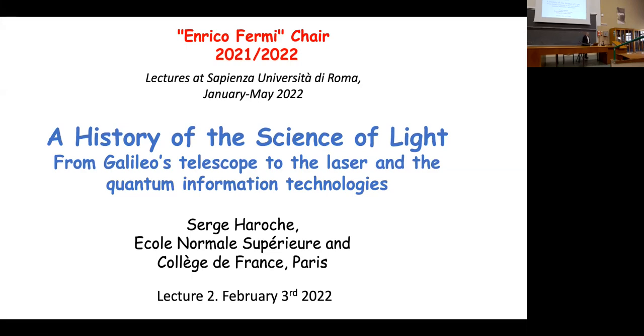Okay, so thank you. This is the second lecture in this series of lectures about the history of light. Last week, I described how this story began in the 17th century with great discoveries which were linked with the invention of new instruments, the telescope and the pendulum clock. And I showed how these two instruments made it possible to measure for the first time the velocity of light.